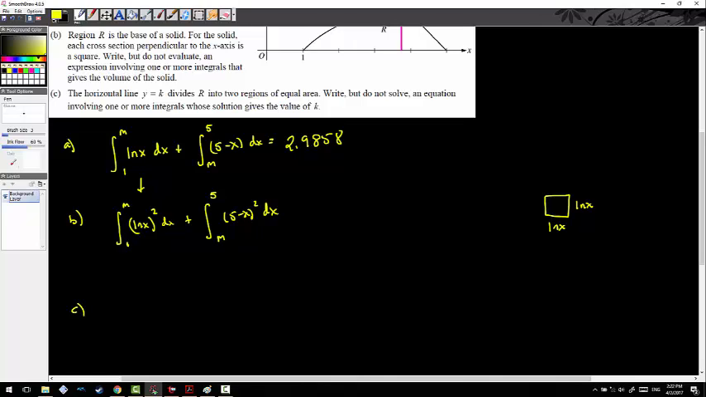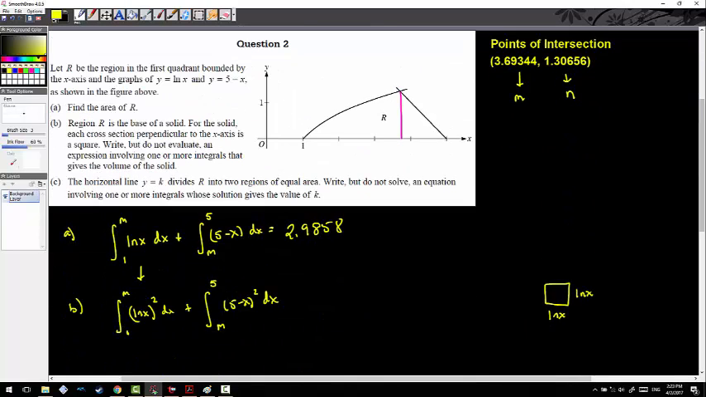It says the horizontal line y equals k divides region R into 2 regions of equal area. Again, write but do not solve an equation involving one or more integrals whose solution gives the value of k. So how do we do that? Well, one of the disadvantages of doing A the way we did is because now we're doing a horizontal line y equals k. So I'm going to go ahead and just draw this horizontal line across, and it seems to split this into 2 regions of equal area.